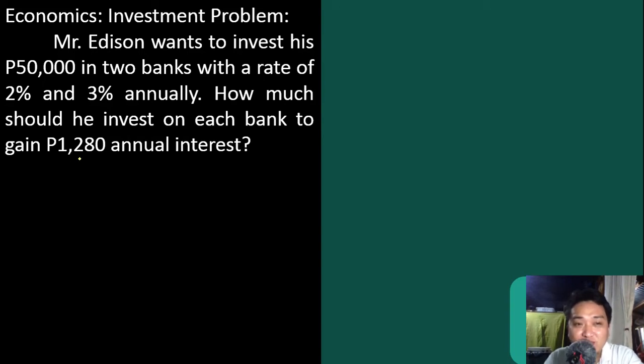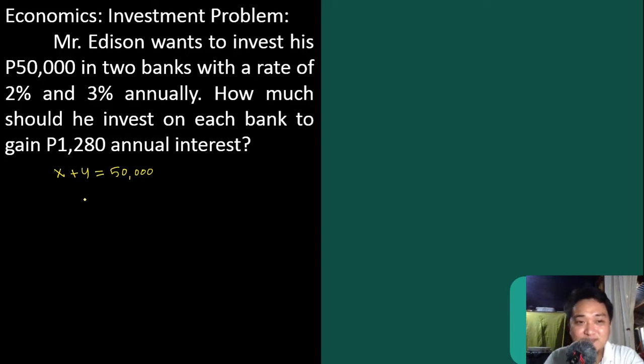So kung gusto nating magkaroon ng tubo na 1,280, magkano yung i-invest natin sa bangko na may 2% interest at saka sa pangalawang bangko na may 3% interest. Yan. Sige. Since hindi pa naman natin alam kung magkano yung ihuhulog natin in each of the banks, let us just assume that X will be the investment for the first bank plus Y, that will be the money invested on the second bank. That will be equivalent to 50,000.